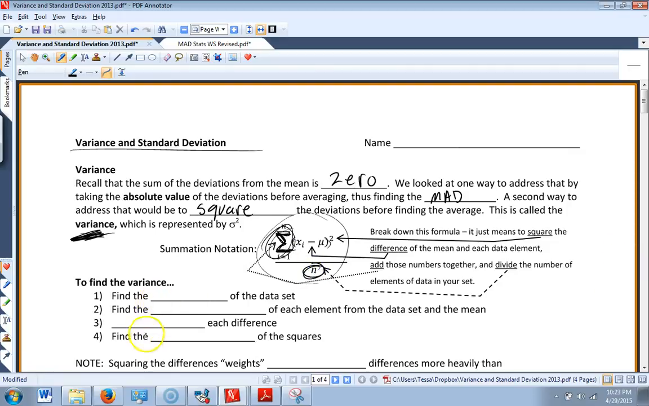So to find the variance, start by finding the mean of the data set. Then find the deviation of each element of the data set from the mean. Then square each difference, and then find the average. Average of the squares, okay?